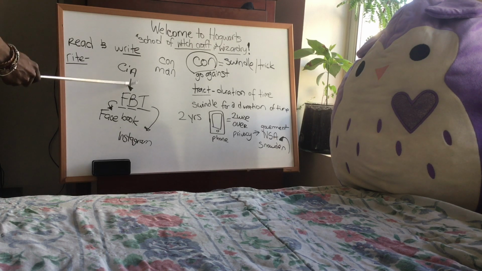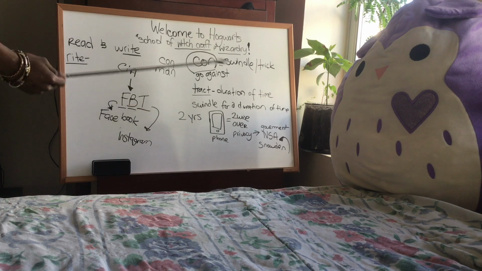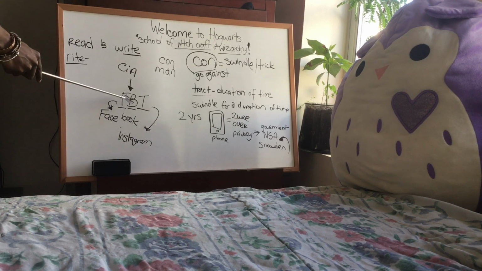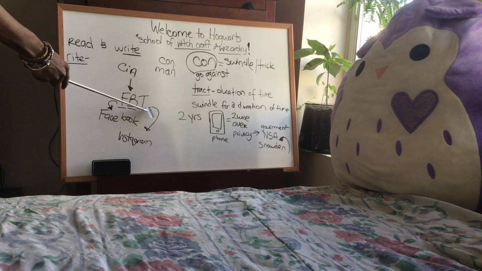Now the CIA owns the FBI, right? They're all in the same league, it doesn't really matter. And the FBI is in charge of gathering, investigating, right? Federal Bureau of Investigation. And what's the best way to investigate people?